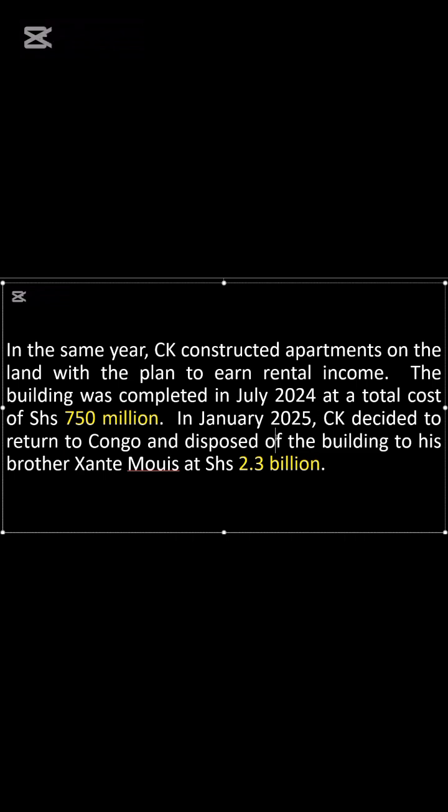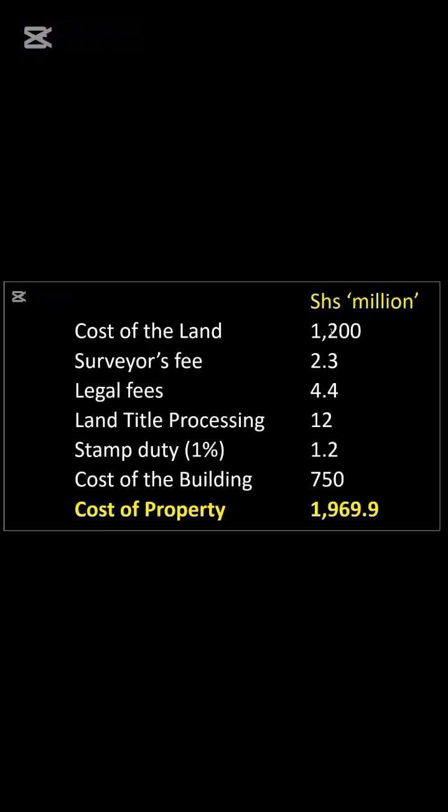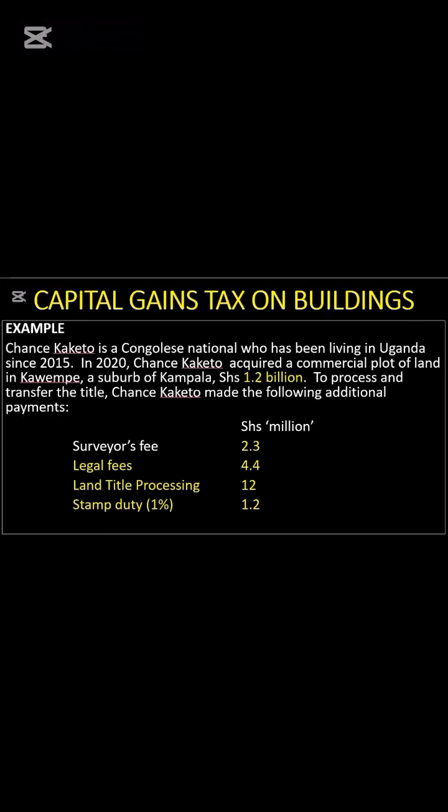So the question is, how can we advise Charles Kaketo on the tax implications of this transaction? There is an element of capital gains here, because if he bought land and developed it and later sold it, then there is an element of gain on disposal or loss on disposal that we should look for. Then after we tax it at 30%. Let us look at all the costs. We have seen that the cost of land was 1.2 billion. Here we saw it here.